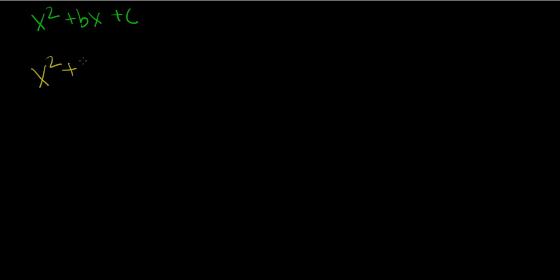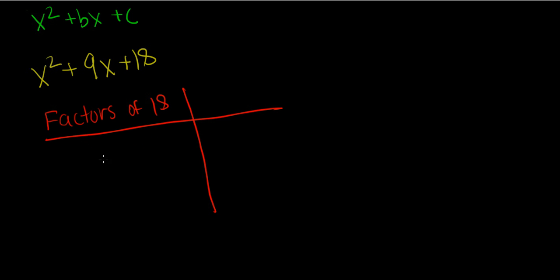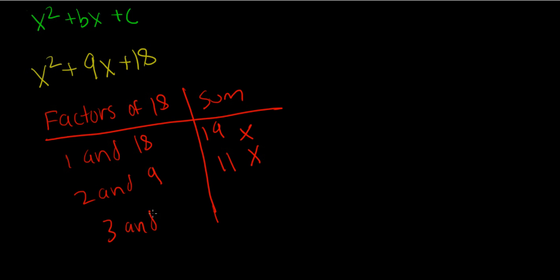Let's say we have to factor x squared plus 9x plus 18. You want to start by making a list of factors of 18 whose sum is 9. So let's look at some of the factors of 18. We know that 1 times 18 equals 18, so 1 and 18 are factors. But when we add 1 and 18 together, we get 19, so that's not what we're looking for. Now, we also have 2 and 9, because 2 times 9 equals 18. But when we add 2 and 9, we get 11. And then there's 3 and 6, because 3 times 6 is 18, and 3 plus 6 is 9, so that is what we're looking for.